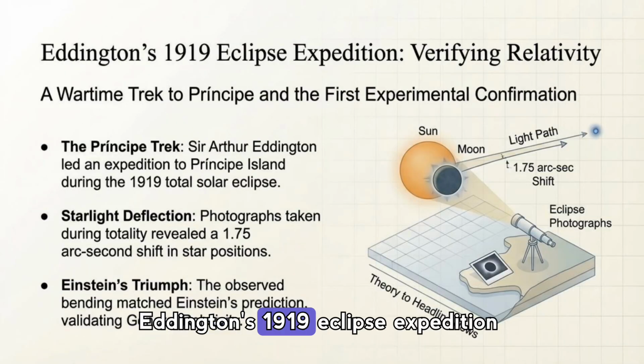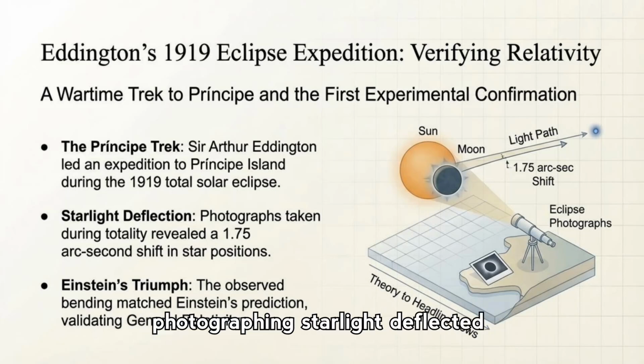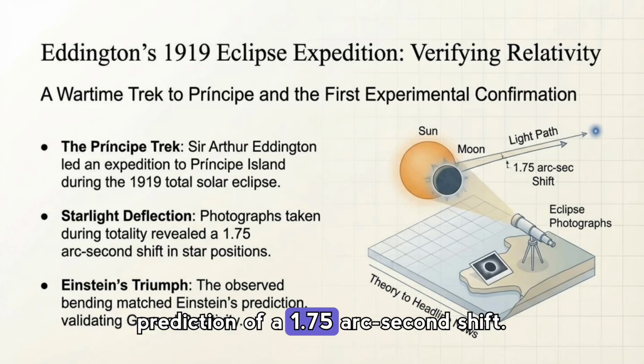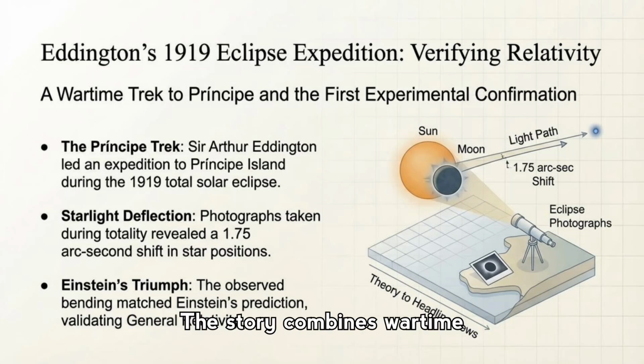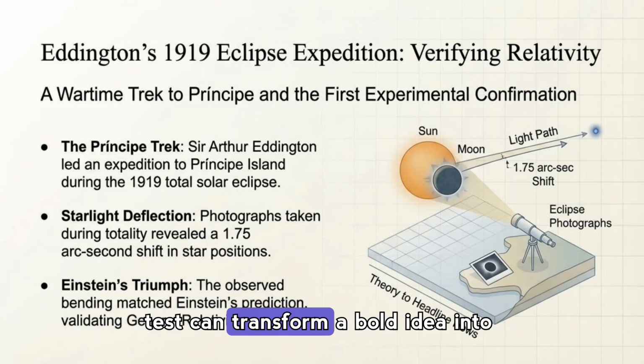Eddington's 1919 eclipse expedition brought theory to observation by photographing starlight deflected near the sun, matching Einstein's prediction of a 1.75 arc-second shift. The story combines wartime logistics and careful measurement, showing how a clear experimental test can transform a bold idea into accepted science.